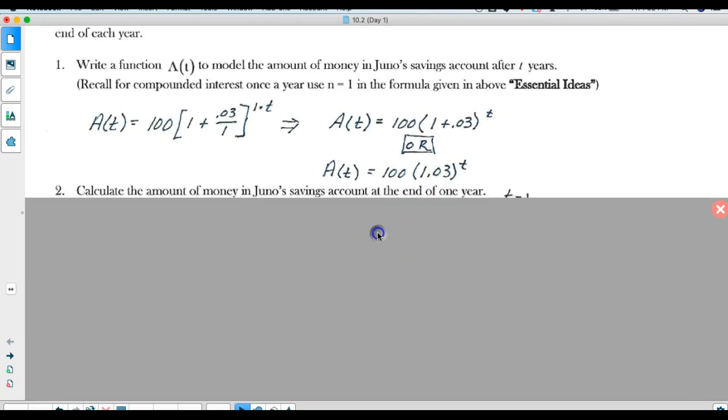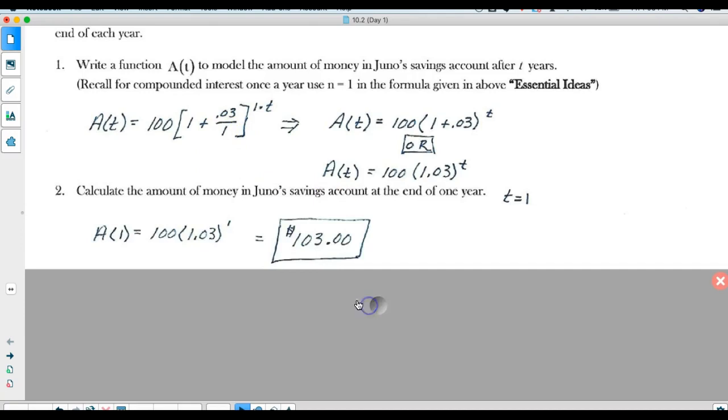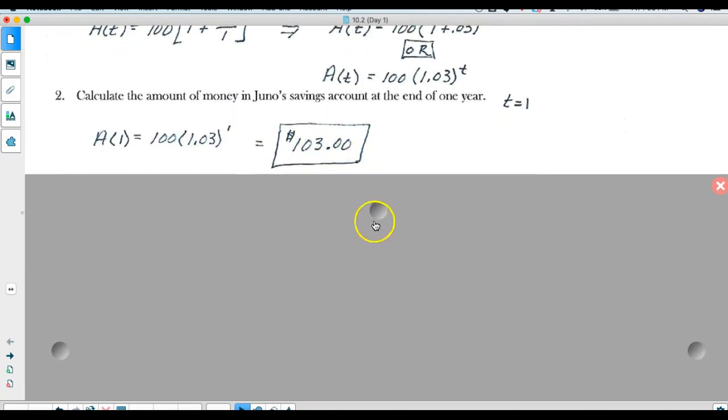Well, what they want us to do in the next one is say, how much money is she going to have in her account at the end of 1 year? That means she got paid interest one time for that year because n is 1. So all you do is take 100 times 1.03 raised to the 1 power, and she made $3, so her account balance would be $103.